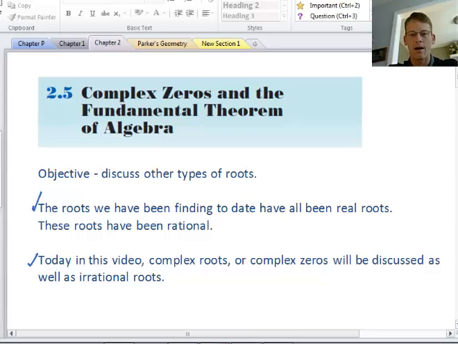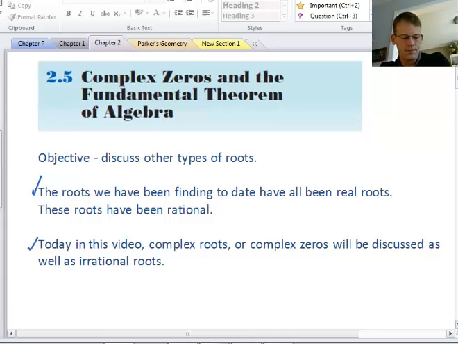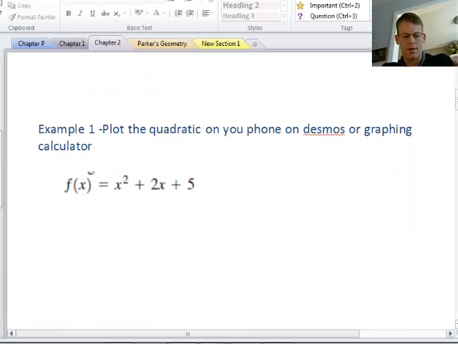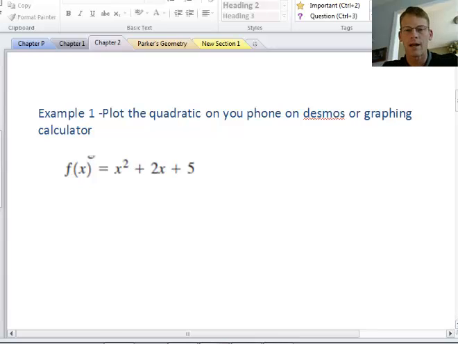Today, in this video, we're going to look at when we have complex roots or complex zeros. You'll see that term used synonymously. And we're going to also discuss possibly some irrational roots. So let's look at our first example. First example is just a simple quadratic. Now we're not going to do anything really crazy with this.